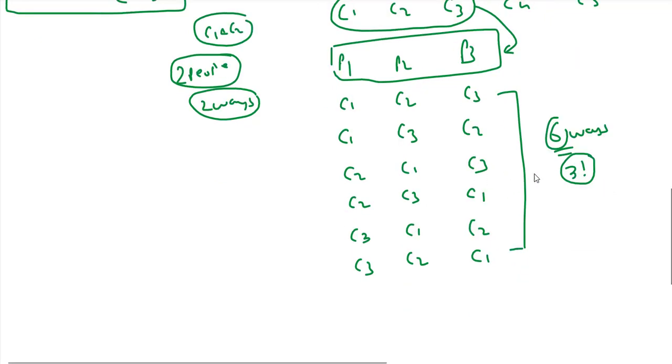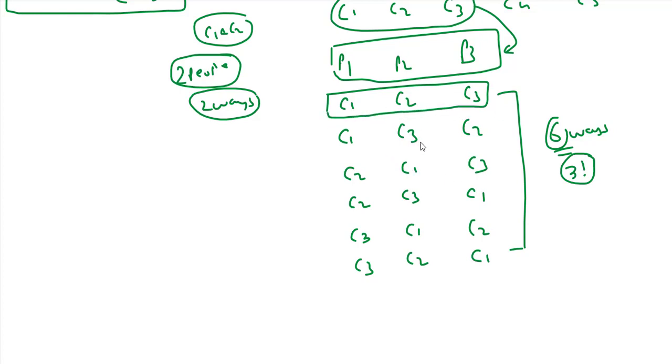So in combination, we do not need to take all the possible ways in which the distribution can be done. We just need to select one of the ways, because in combination, the order in which the things will be distributed is not of any importance to us. We just need to make sure that these particular things are selected.